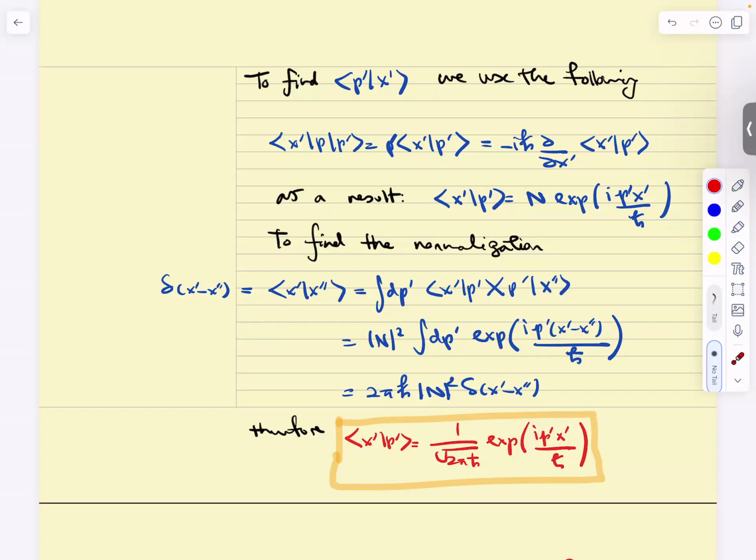All right, so here it is. Putting everything together, we find that the transformation function, bracket of x prime p prime, is exponential of i p prime x prime over h bar, times 1 over square root of 2 pi h bar. All right, so any questions? This is a very, very deep result. I can't stress this enough.